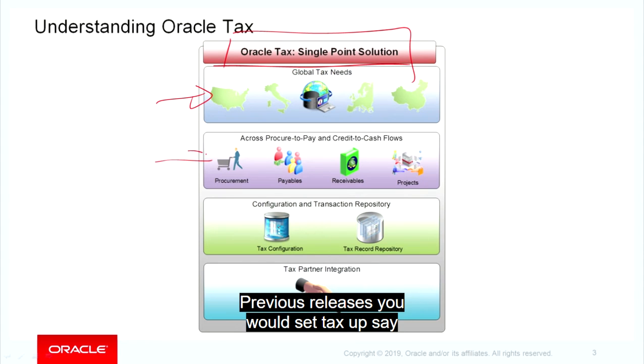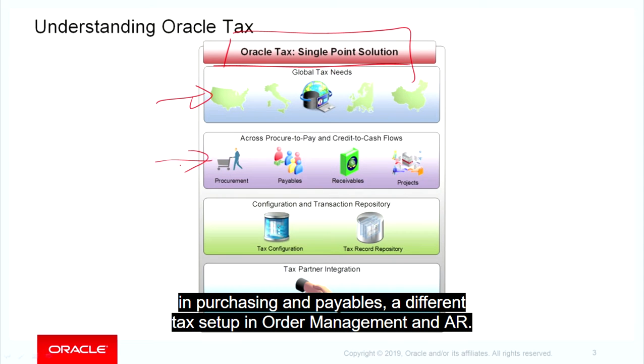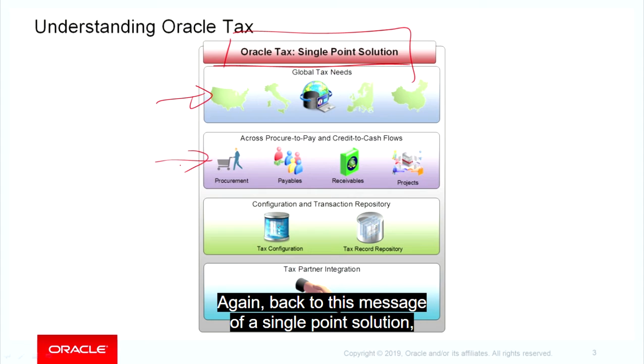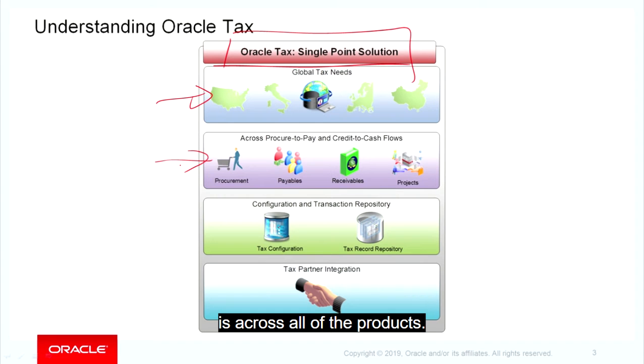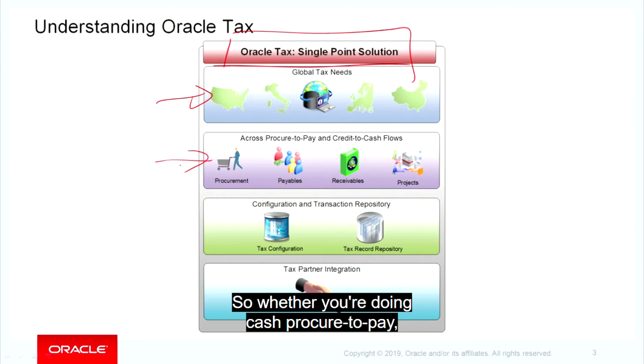In previous releases, you would set tax up, say in purchasing and payables, a different tax setup in order management and AR. And again, back to this message of a single point solution. The UI and the determining factors in the engine is across all of the products. So whether you're in order to cash, procure to pay, one-stop shop now to do your configuration.